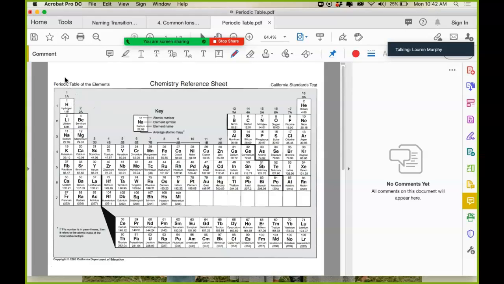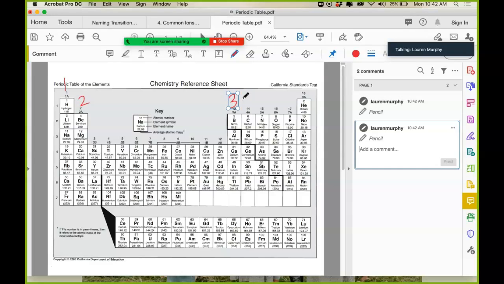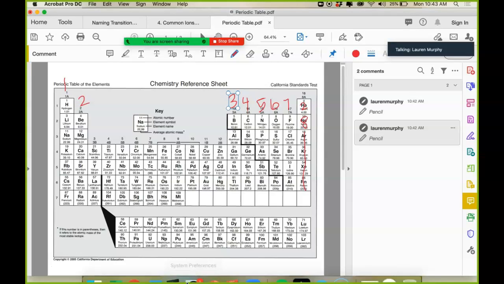Your alkali metal family has one, and then hydrogen also. Hydrogen's not an alkali metal, but it's lined up because it has one valence electron. Your alkaline earth metals have two. Your boron family has three. Carbon family has four. Nitrogen family has five. Oxygen family has six. Halogen family has seven. Noble gases have eight, except for helium has two. Okay, so that's the pattern. This is how many valence electrons everything has.